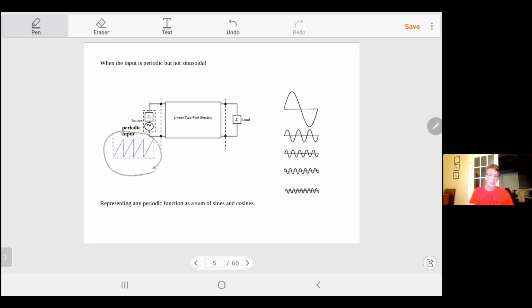A source like that can be decomposed into a series of sinusoidal waves, as you see here to the right. Any periodic function, any periodic signal, can be expressed as a series of sine waves with different frequencies. The first one, we usually call the fundamental component. Let's say the frequency is 60 hertz, for example. That will be our first one, the fundamental component. And then you have a series of harmonics.